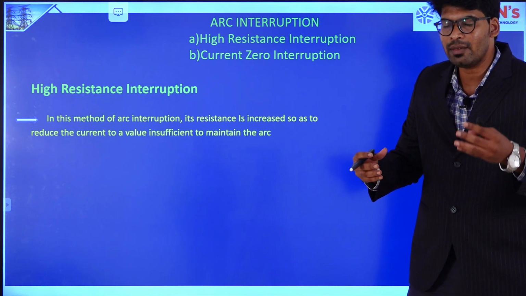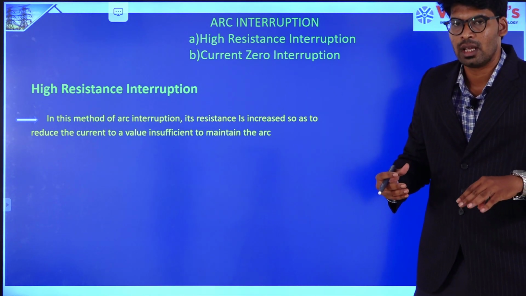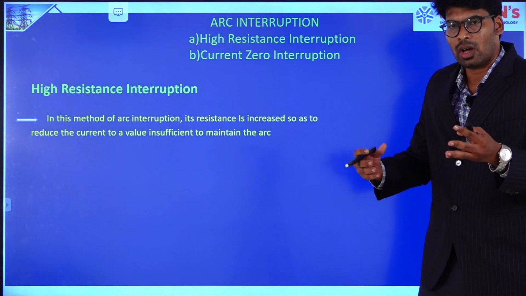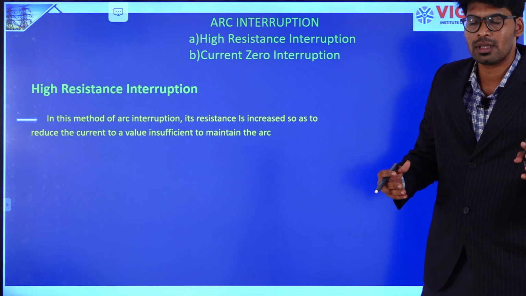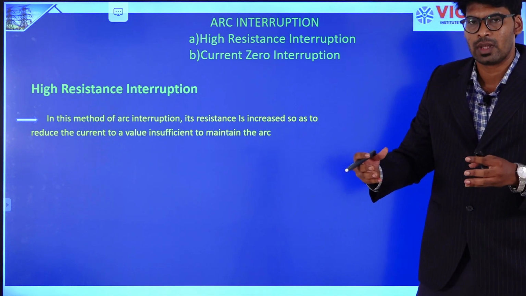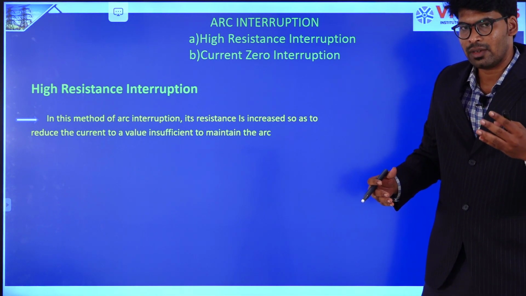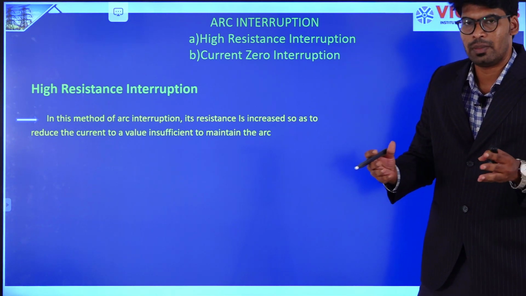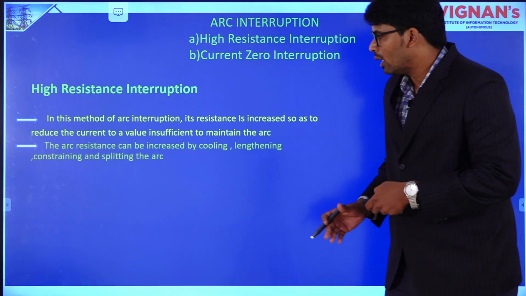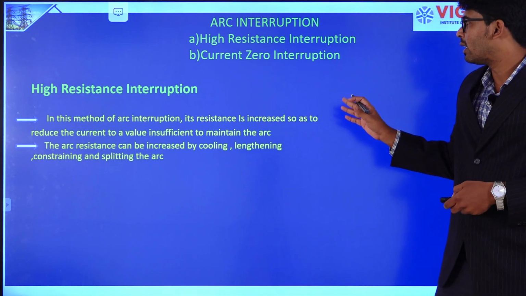The mediums used to increase the resistance are, as I said before, air, oil, vacuum and SF6. These are used to increase the resistance between the contacts so that the current will be reduced and things can be dealt with easily. But there is a problem with high resistance interruption.